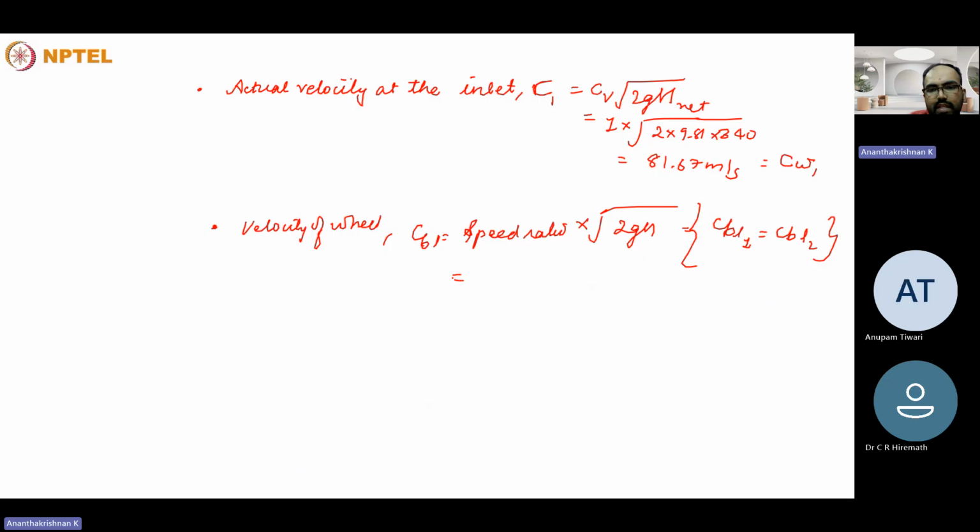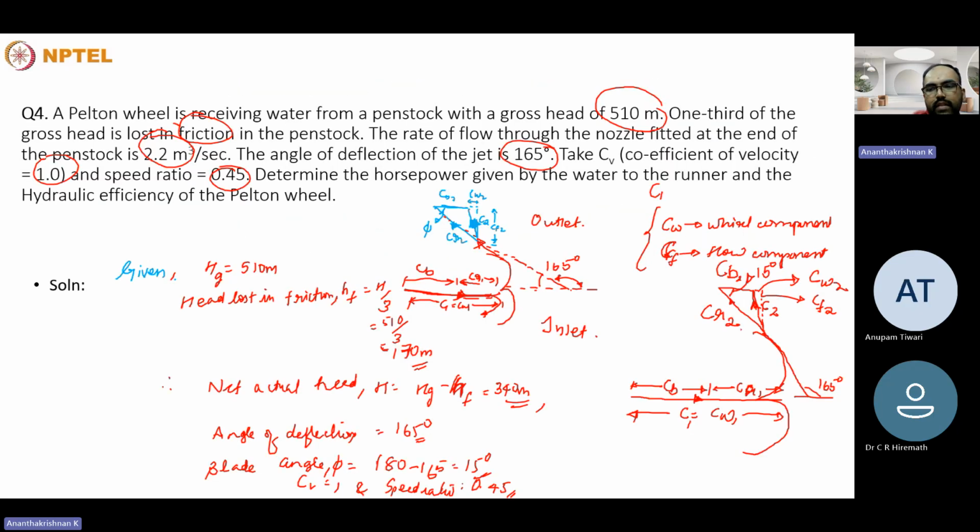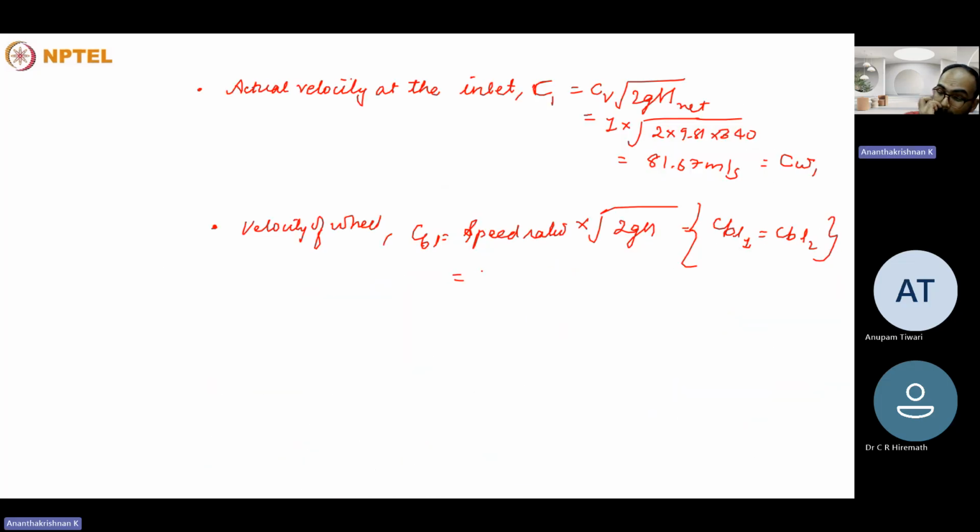If you observe the velocity triangle, you might wonder whether the inlet and outlet are at the same place. So this is a vertical plane. Water hits at the center point, goes out. So the whole blade cross section will be at the same diameter away from the center of the turbine. So the speed ratio is 0.45 given in the problem, and you have to multiply by root of 2g. It's the same thing as the previous case.